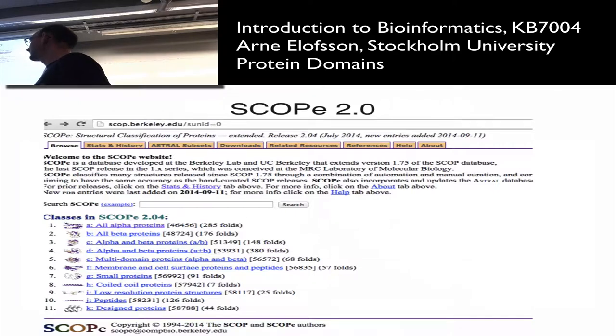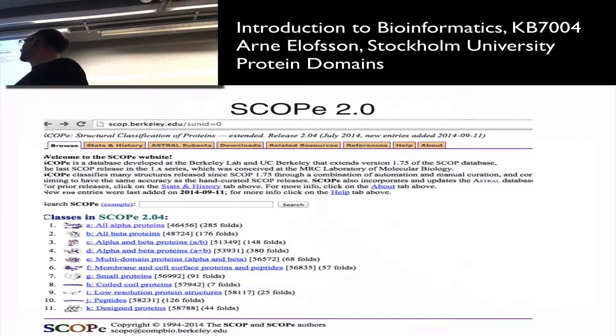And then you have multi-domain proteins, which are classified specifically. There are a few small sets here, like membrane proteins that are classified in a special class, small proteins that are mainly peptides, etc. Some coiled coils, that's a bit of a special thing, peptides, designed proteins. There are a few special classes down here. But in general, these four top ones cover most of the structures, while the multi-domain class is actually quite large nowadays.